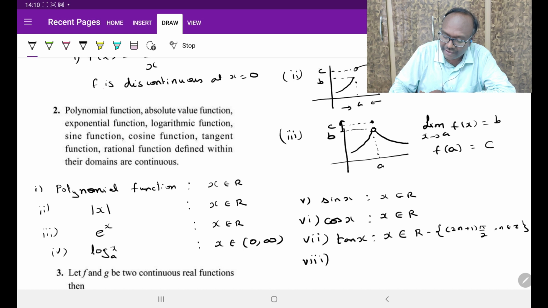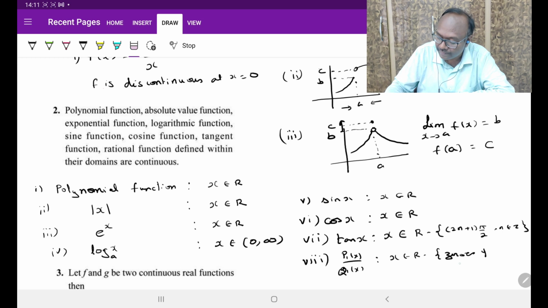Similarly, if you are asked to find it for the rational function, the rational function will be in the form of p of x by q of x, where p and q are two polynomials. So R minus the values for which q of x equals 0. So x belongs to all real numbers minus the zeros of the polynomial q of x.